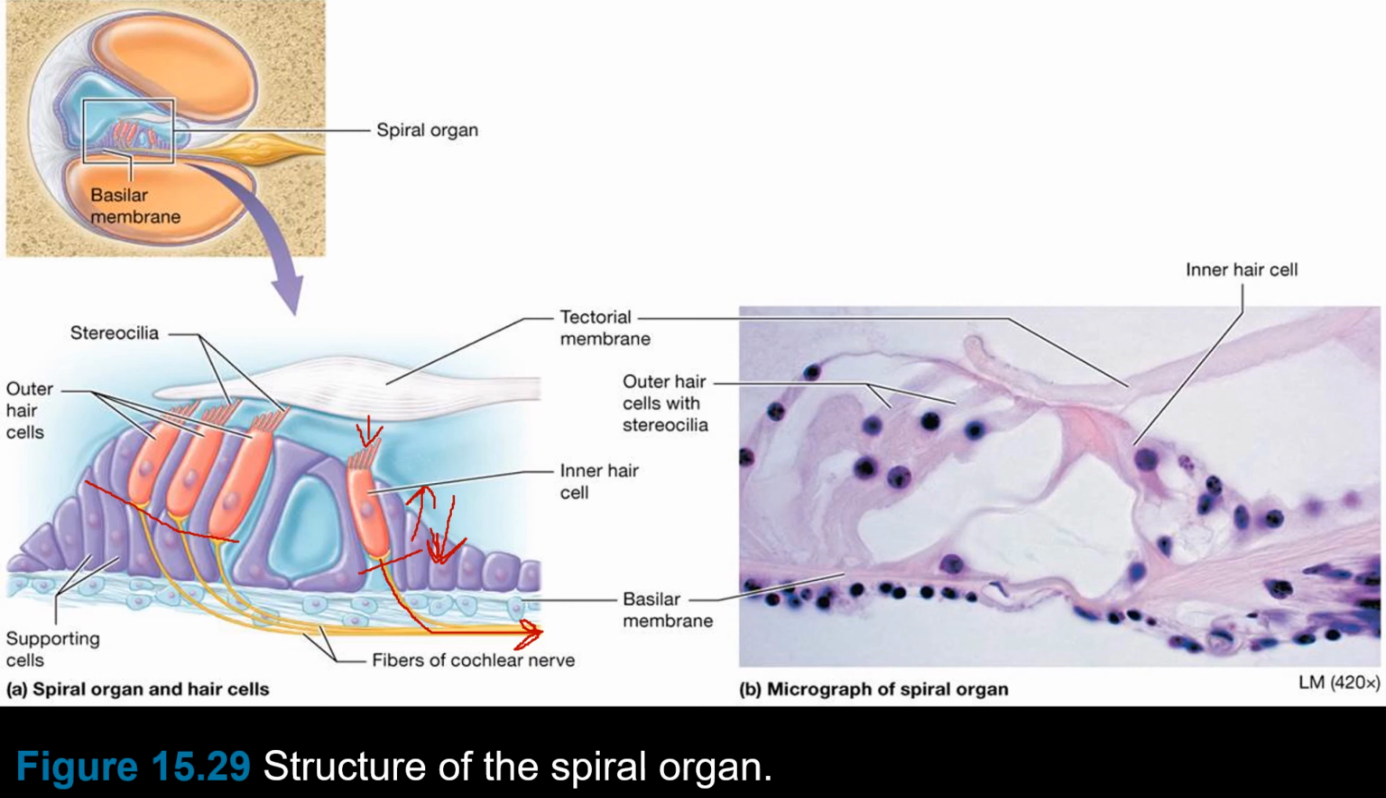And here we have an actual micrograph of it, and you can still see the 3 outer hair cells and the 1 inner hair cell all just below this tectorial membrane.